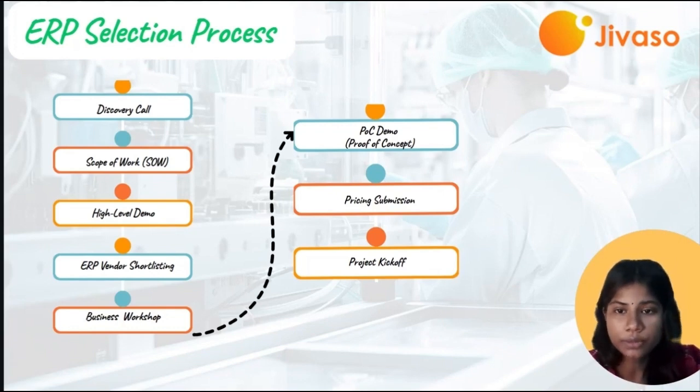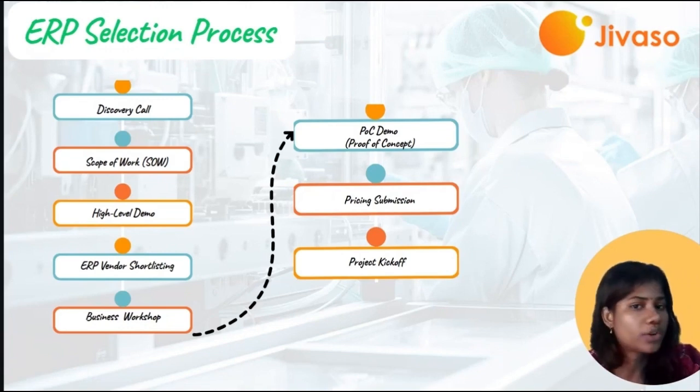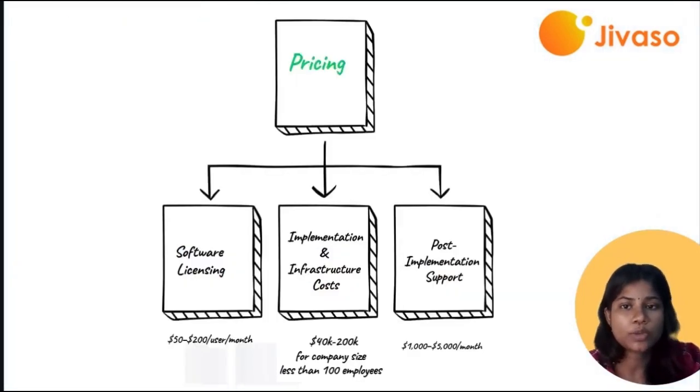With the fit confirmed, we present clear pricing and answer any final questions you might have around cost, support, integrations, and long-term ownership. And finally, once you're ready, we move to contract sign-off and kickoff. The roles are defined here, timelines are clear, and we hit the ground running with momentum and alignment from day one. This is how the entire ERP selection process looks.